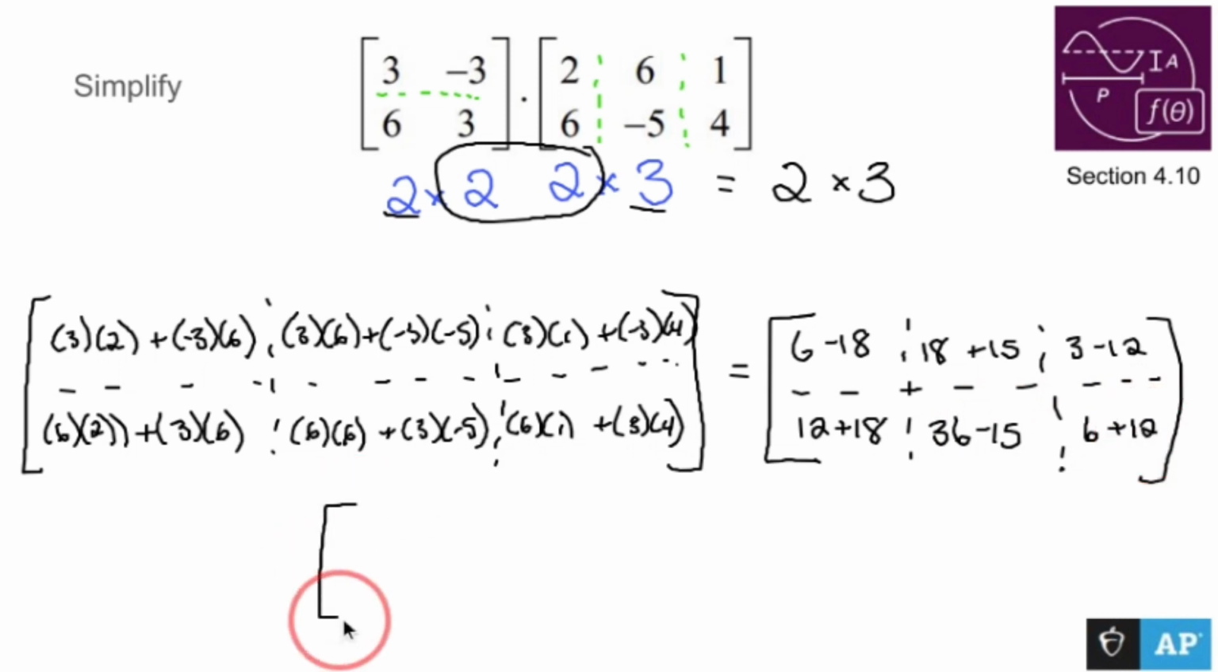Now to complete this sucker, 6 minus 18 is negative 12. 18 plus 15 is 33. 3 minus 12 is negative 9. 12 plus 18 is 30. 36 minus 15 is 21. And 6 plus 12 is 18. And that, boys and girls, is how you multiply a 2 by 2 to a 2 by 3. Fun!